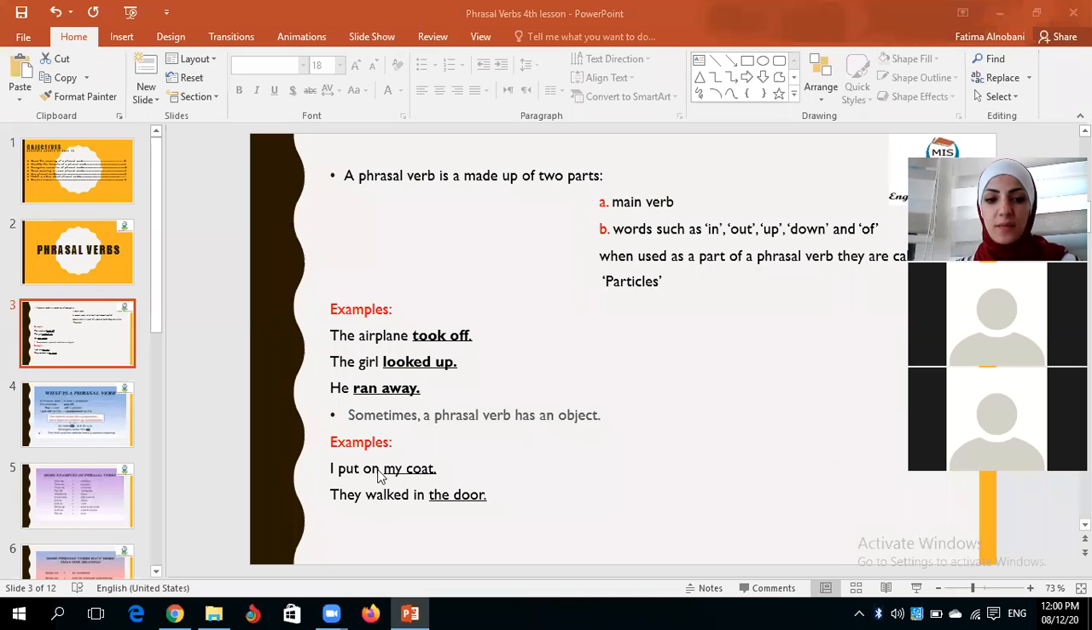Sometimes a phrasal verb has an object. Can you read the examples here? I put on my coat. They walked in the door.